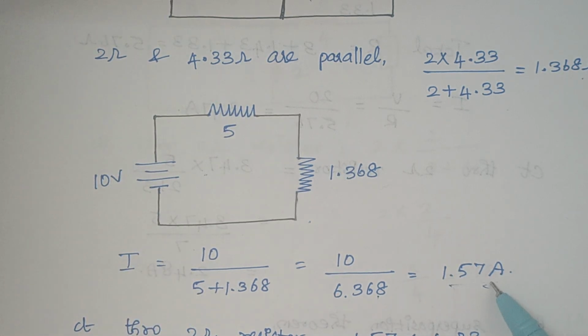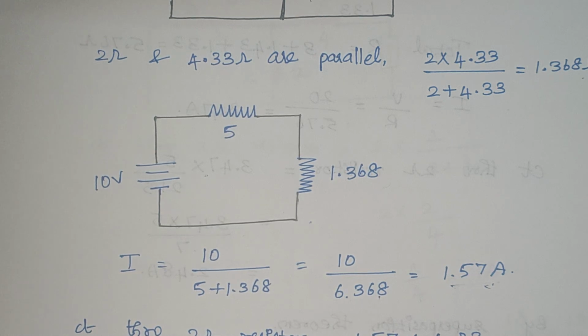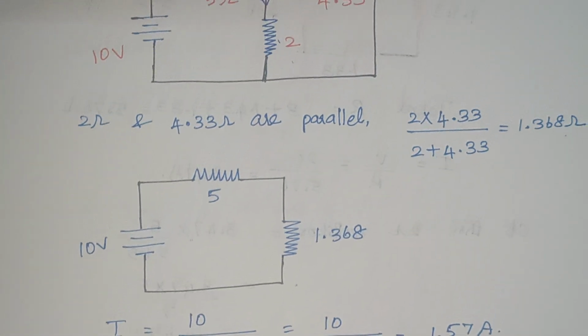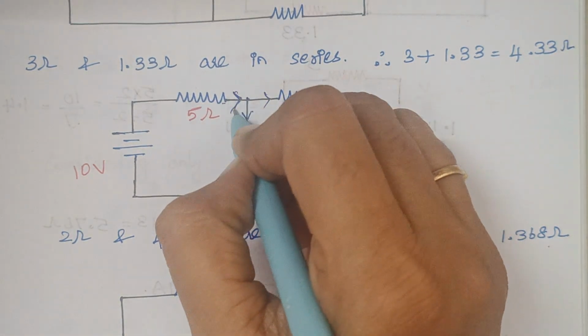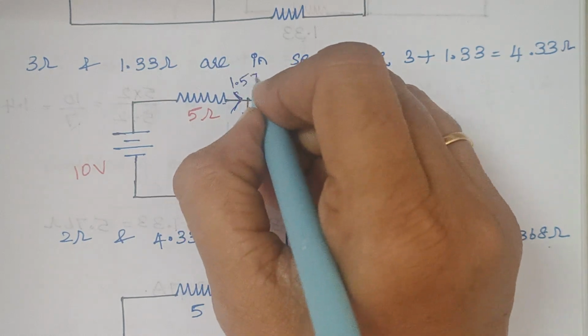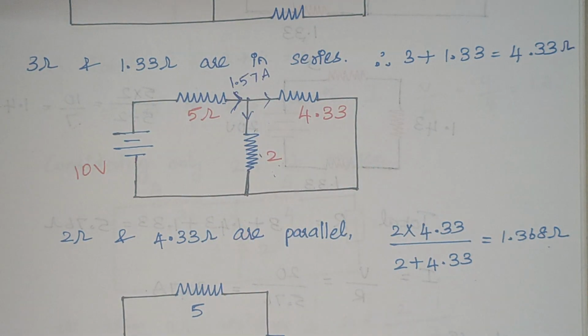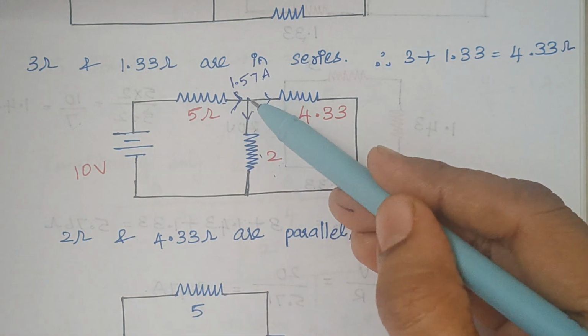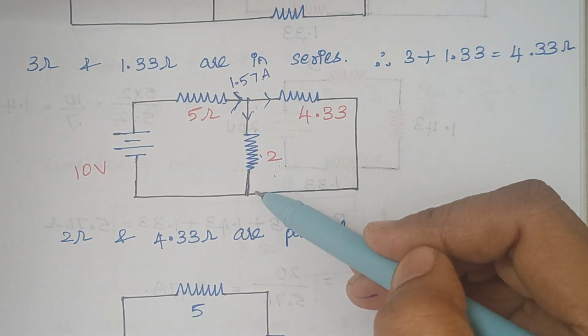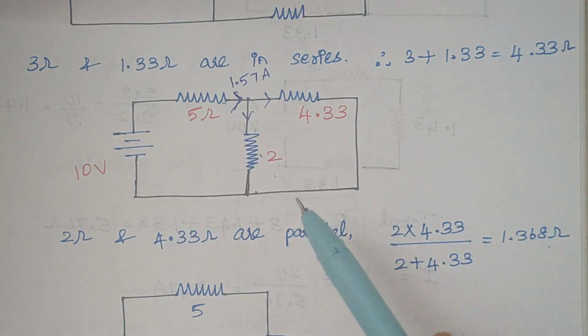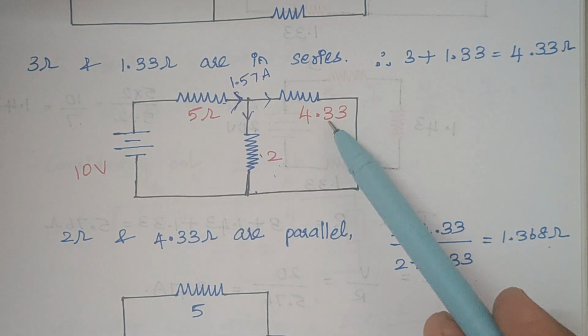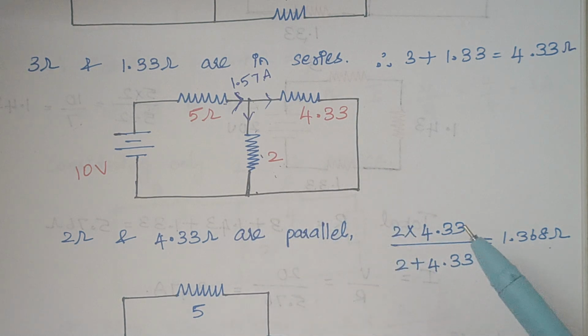But what we actually need is the current that flows through this 2 ohms. So when you go back, the total current flowing from the 10 volt source is 1.57 amps. But we need the current through this 2 ohm resistance, and we can easily calculate it. What is the formula? It is total current into the opposite resistance. The resistance opposite to this 2 ohm is 4.33, divided by the total resistance, 2 plus 4.33.